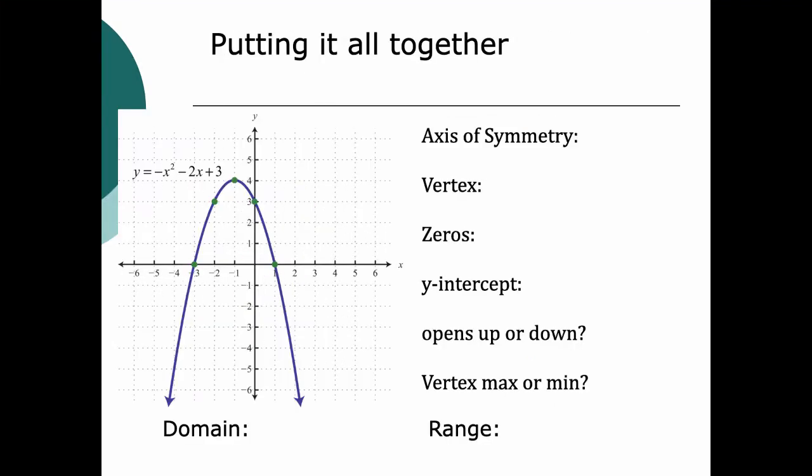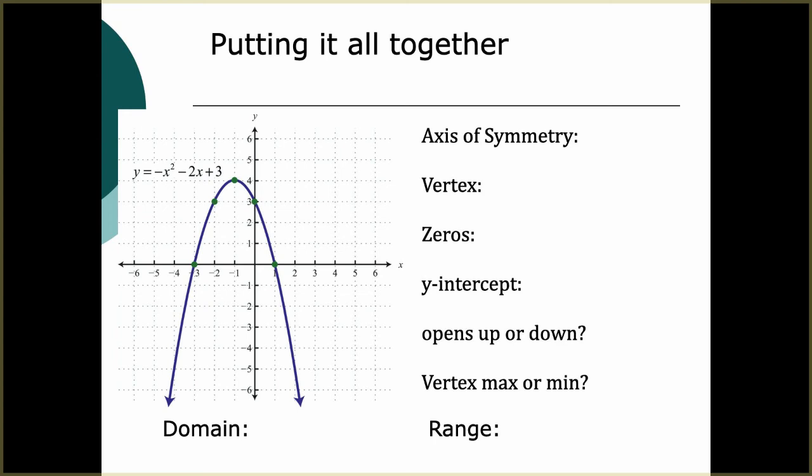Putting it all together, we are given this function, and it's y equals -x squared minus 2x plus 3. We are given the graph. So when we look at a graph, we should be able to easily identify the axis of symmetry because it's the vertical line that goes through the vertex. So our vertical line that goes through the vertex is right here. Or it's the line that cuts the graph in symmetric halves. So in this case, our axis of symmetry is x equals -1. The vertex is at the point -1 for our x-coordinate, 4 is our y-coordinate.